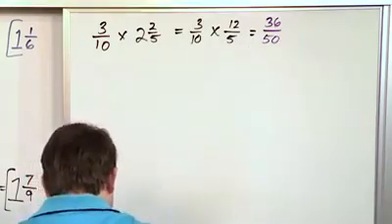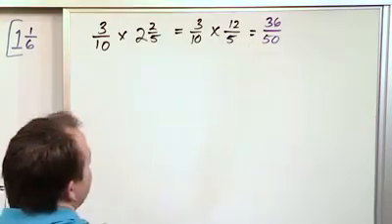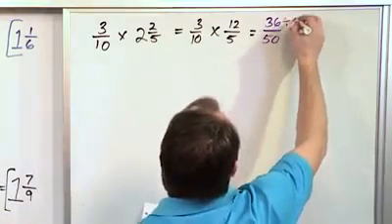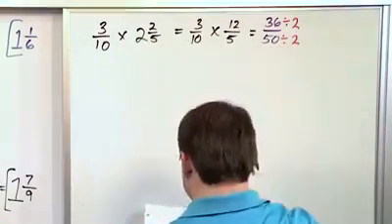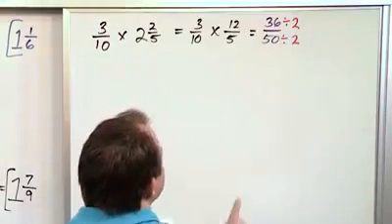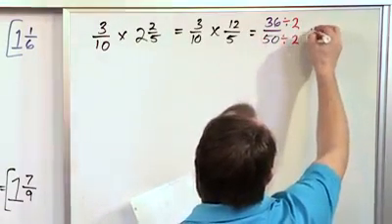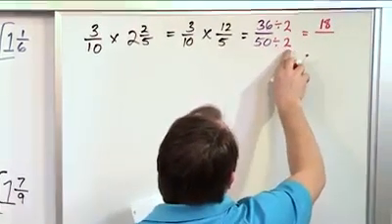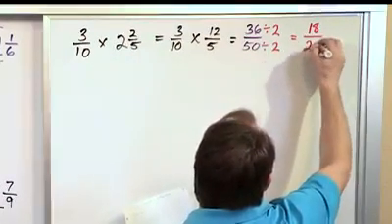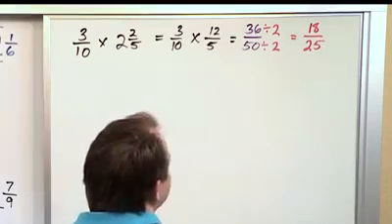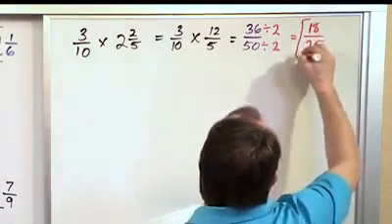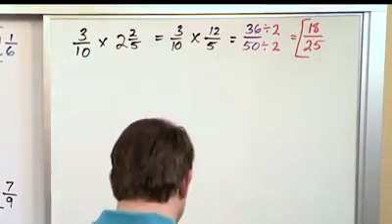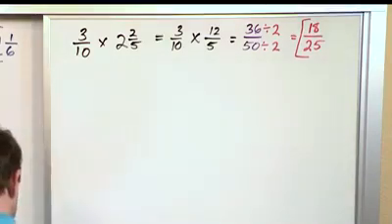And I'm looking to see, is there a way I can simplify this? Well, I see right away they're both even numbers. So let me divide by 2 here, divide by 2 here. And what I'm going to get, 36 divided by 2, you're going to get 18. And 50 divided by 2, you're going to get 25. And I look at that, I can't really simplify that anymore. I can't divide top and bottom by anything to simplify it, so the answer is 18 over 25.